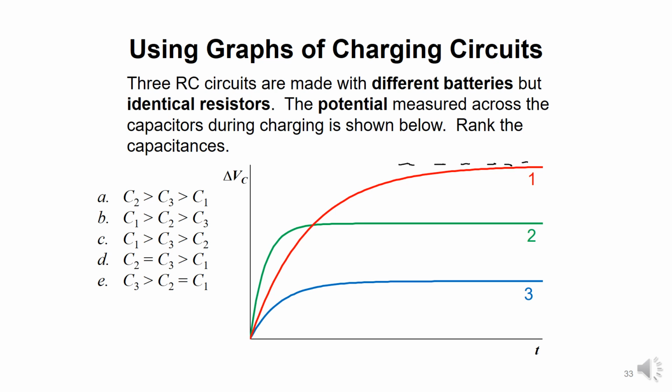Okay, so something like this. All right, so let's call this V1 max. Let's do something similar for graph 2. So let's call this V2 max, kind of like that. And the last one, we have V3 max for the third graph.